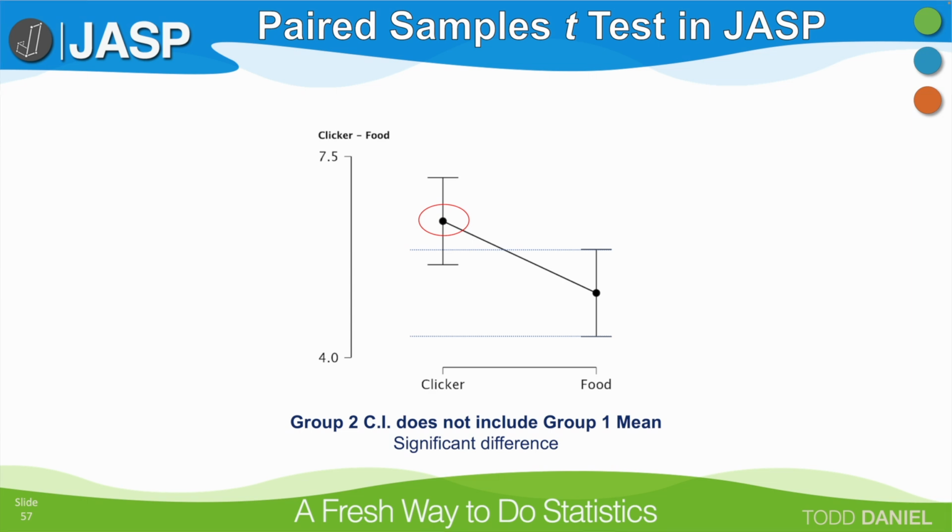Notice with our bar plot here that the mean of the clicker group is not captured by the mean of the food reward group. That means that those two groups are different, which is a little weird because it's the exact same data, exact same mean difference as with the independent samples test, and yet with the paired sample test, they're different versus not.